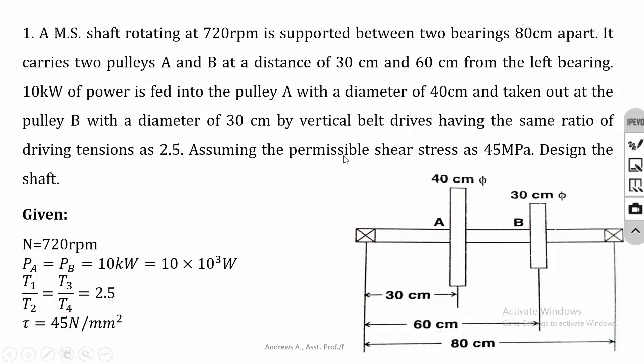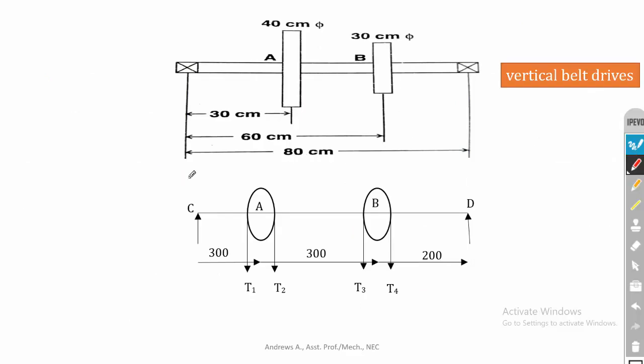Okay. So first step, you just construct a simple drawing. From the given question, this is the constructed drawing. The shaft is a simply supported one, so I have considered two reactions, that is RC and RD. So you can name it.